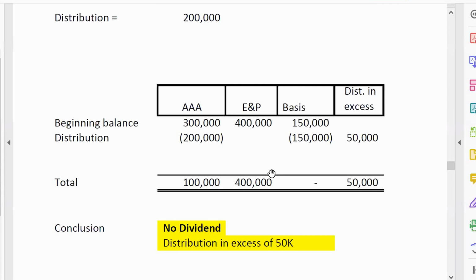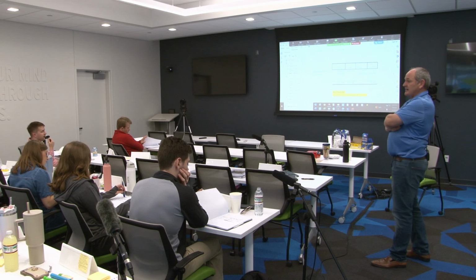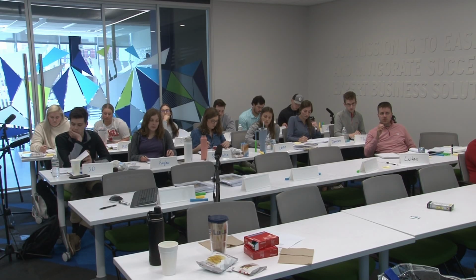So my basis is how much, Emma? 150. How big's my distribution? 200. So the first 150 is going to be a tax-free return of basis, and then the amount of excess is what? 50.